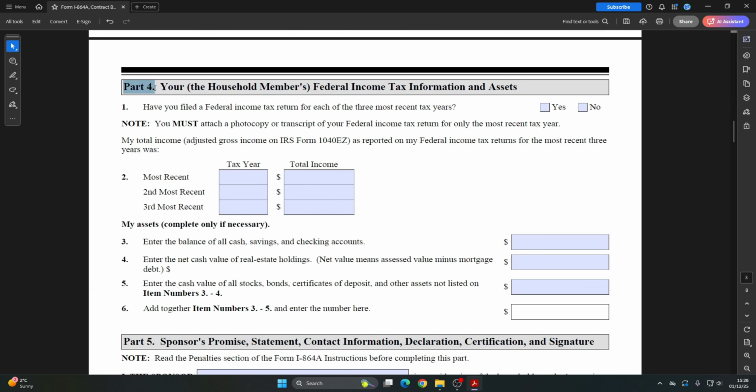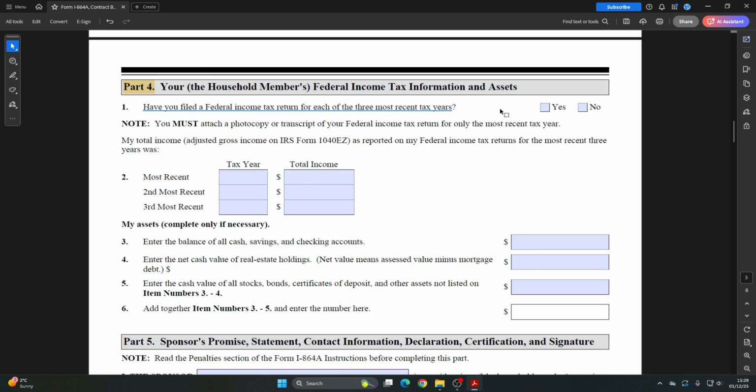Moving on to part 4, here you will need to provide the household member's federal income tax return information. And firstly, answer a question if you have filed taxes for each of the 3 most recent tax years. So it would be 2023, 2022, and 2021.